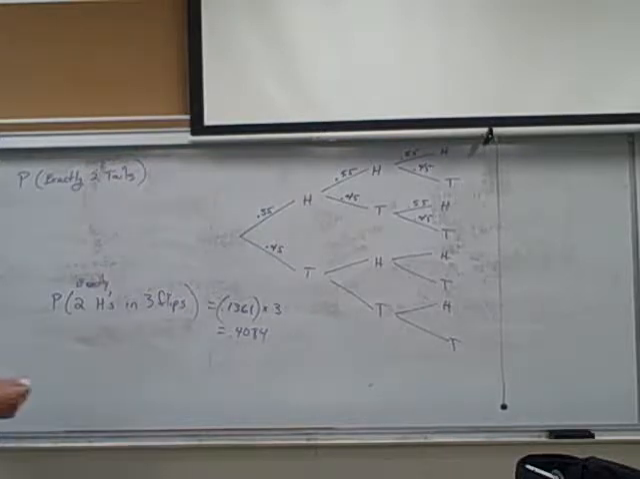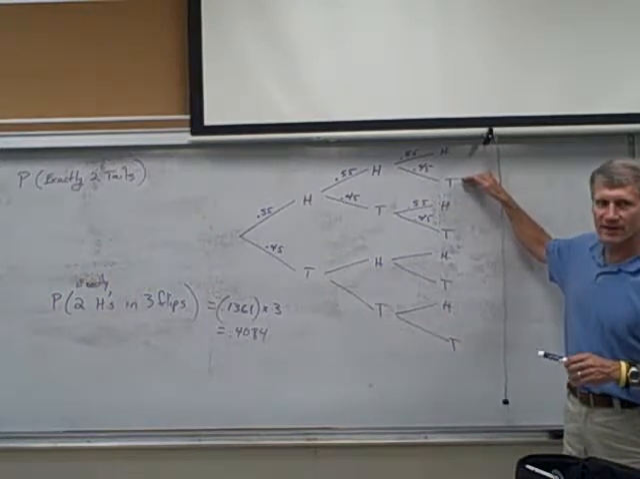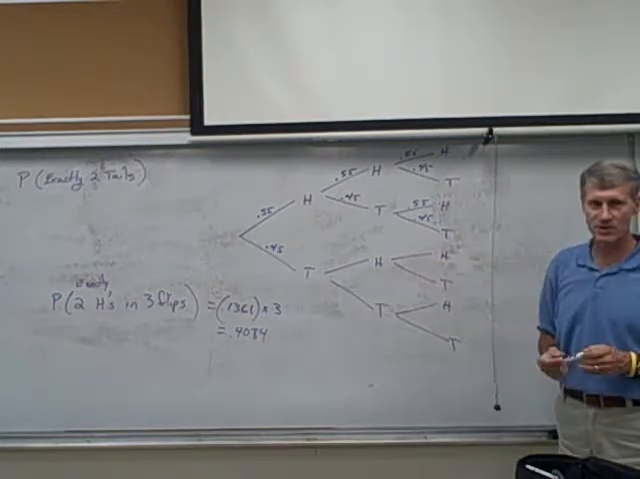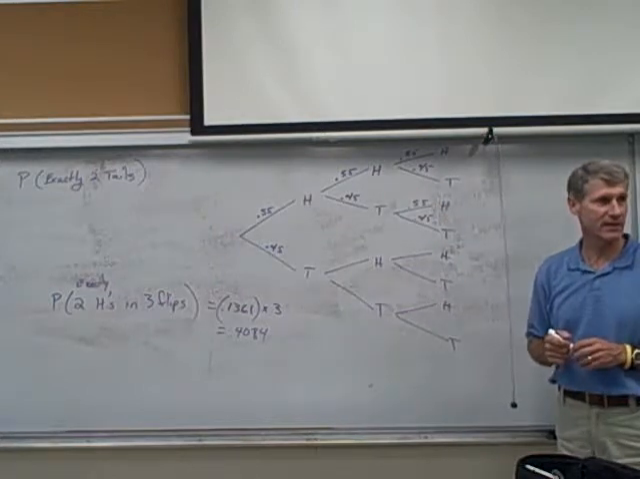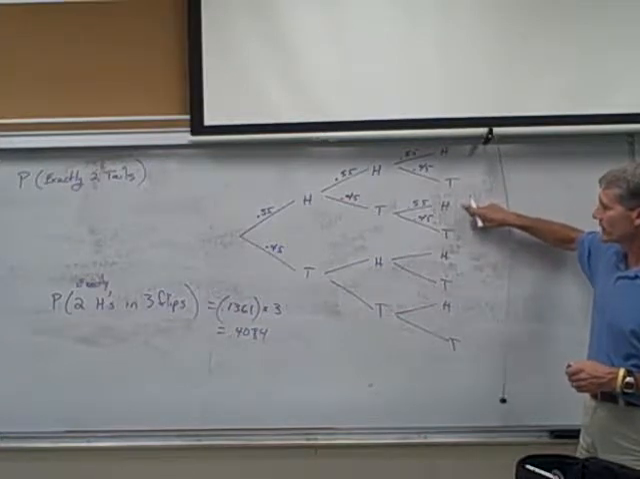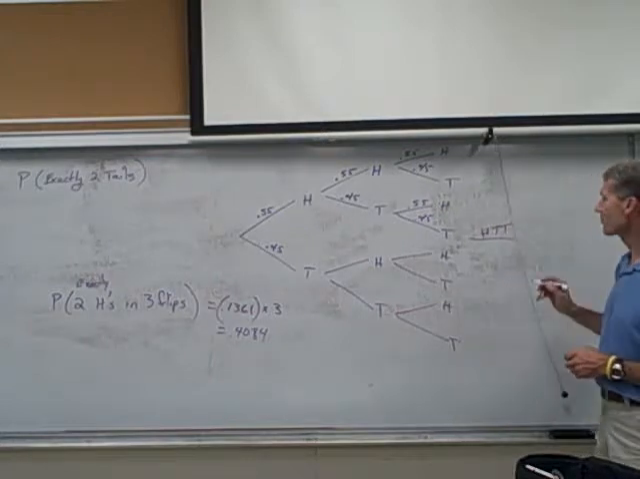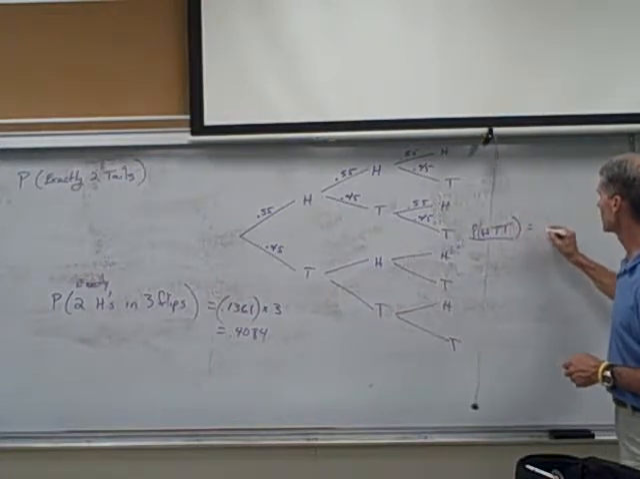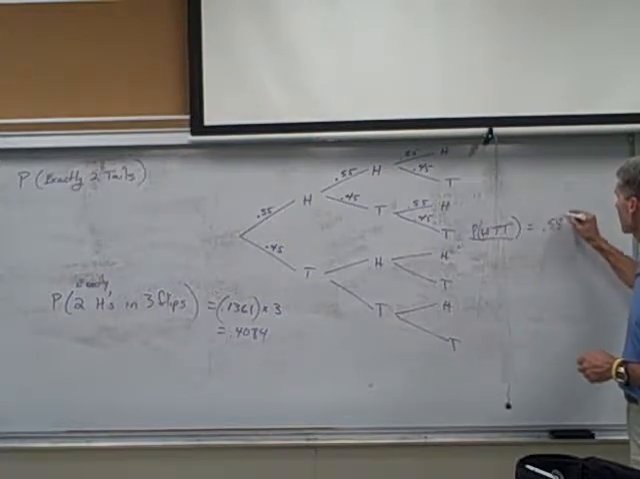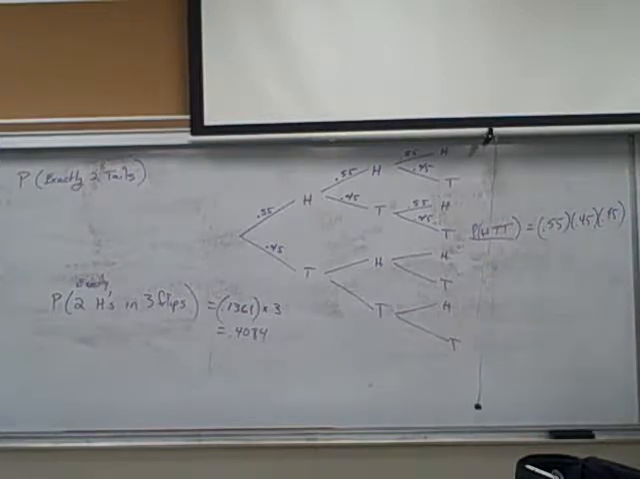Yep, that's right. What I'm seeing is 0.3341. Everybody getting that? Okay. So the first thing to do is to identify how many of the branches make that true. Exactly 2 tails. So top one no, second one no, third one no, but this one does. So that's heads, tails, tails. That probability is 0.55 times 0.45 times 0.45, right?